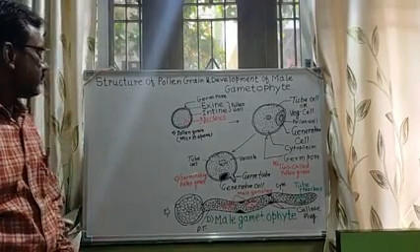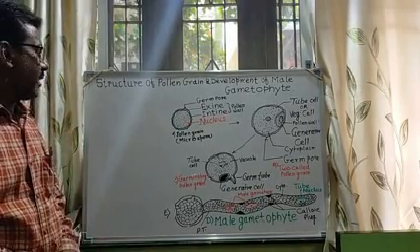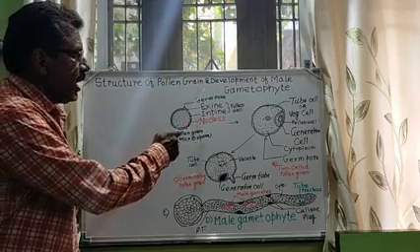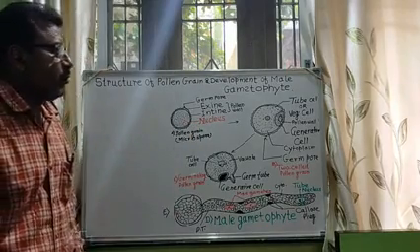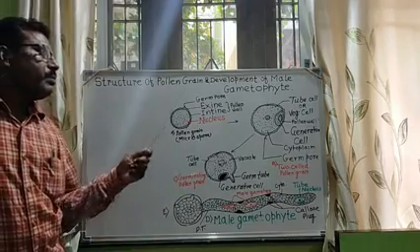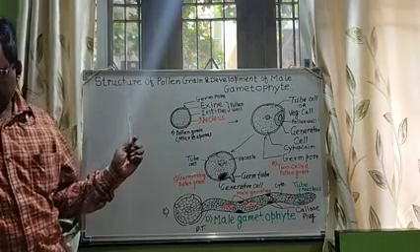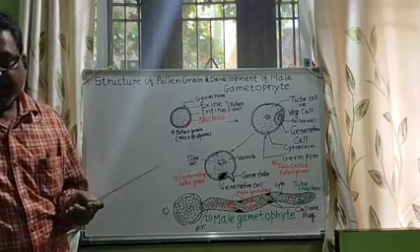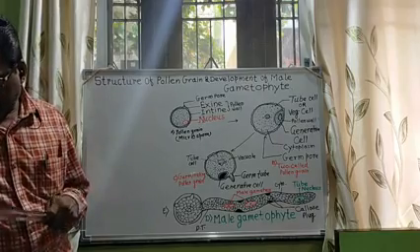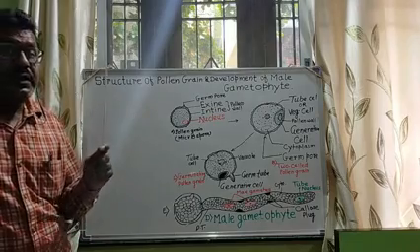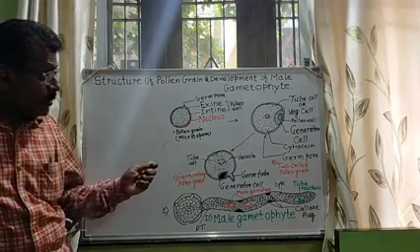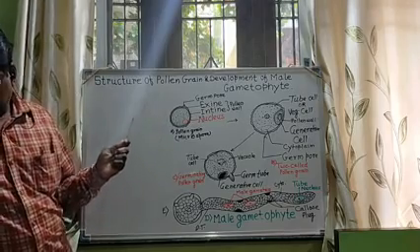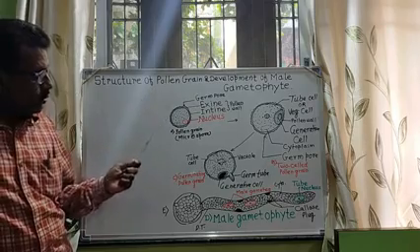Hello students, this is our second lecture on the structure of pollen grains and how the male gametophyte develops from the pollen grains. Each pollen grain is called a microspore. It is unicellular, uninucleate, and a spherical or oval structure. It has two layers.